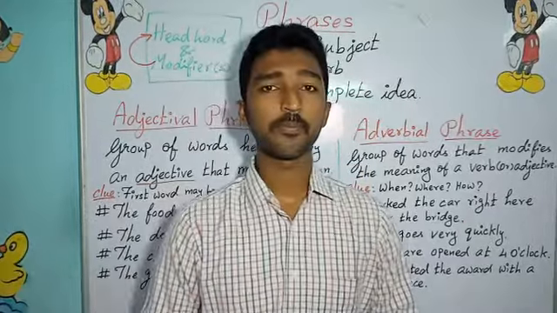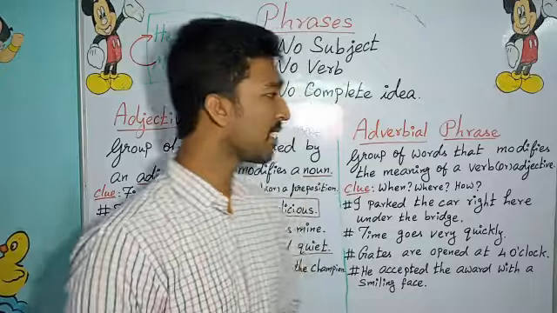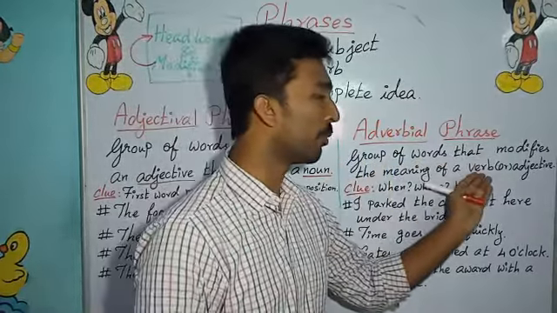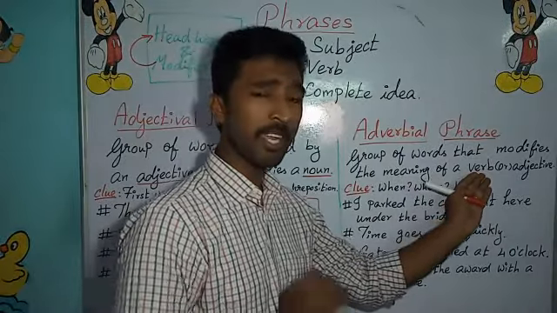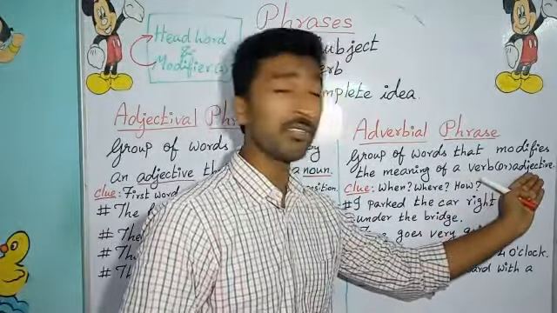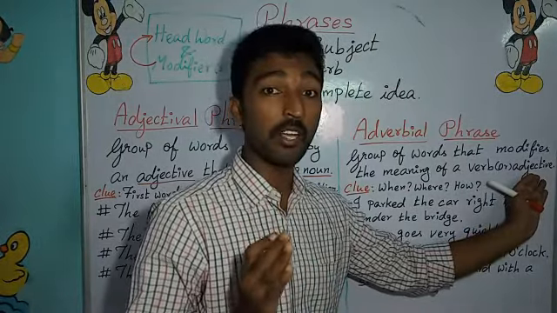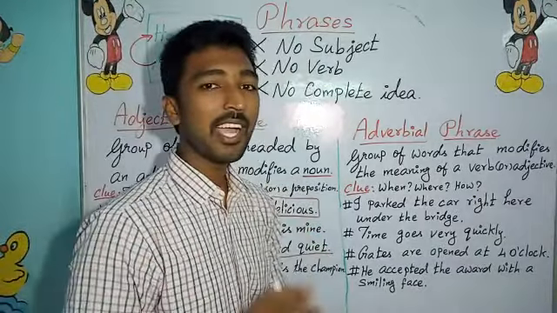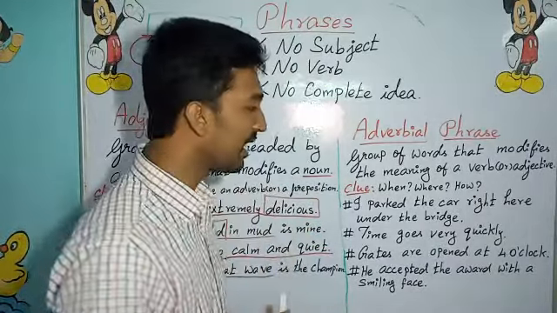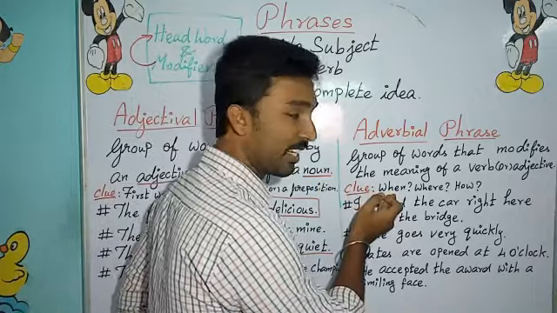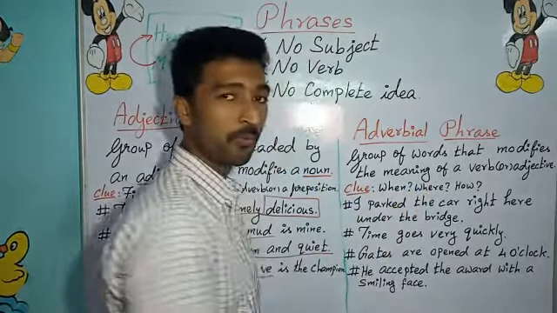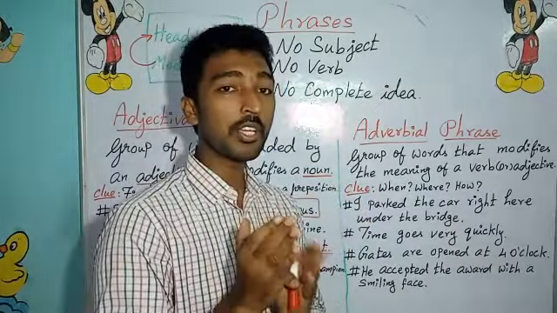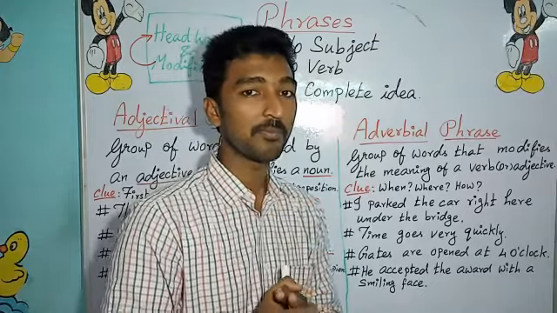Adverbial phrase. An adverbial phrase is a group of words that modifies the meaning of a verb. It modifies the meaning of a verb or adjective. Sometimes it modifies the meaning of adverbs. And we have a clue to find an adverbial phrase. It's very easy. It answers the question when, where, how. If we ask the question when or where or how to the sentence, we could get the adverbial phrase.